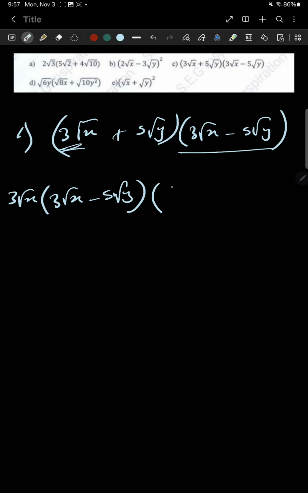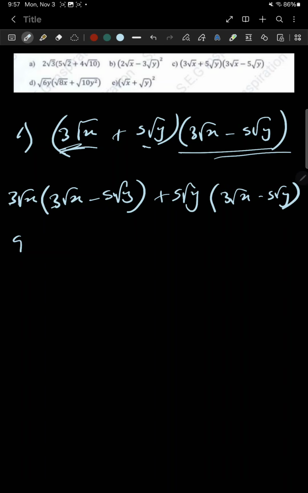So in other words, we're multiplying this with everything. 3 square root of x, we're multiplying it with 3 square root of x minus 5 square root of y, plus we're multiplying this with this plus this with that. So 3 times 3 is 9. Square root of x times square root of x, the square root will cancel. Then 3 times negative 5 is negative 15. Then square root of x times the square root of y is square root of xy.